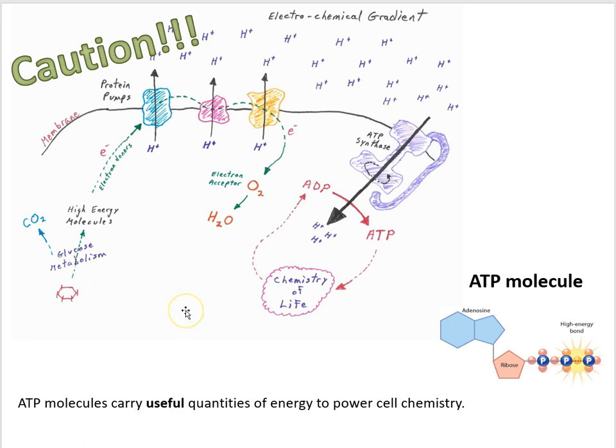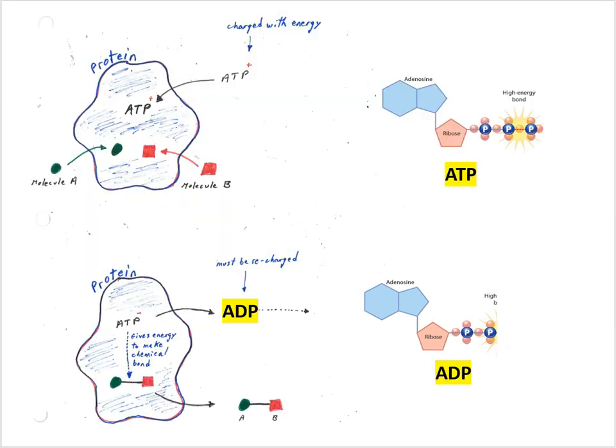You'll recall this scene from an earlier lesson. We have glucose being metabolized, and the pumps are powered, and we have a gradient of hydrogen ions, and that's used to power the production of ATP, and ATP will then go on and power the chemistry of life. Let's return to our protein.